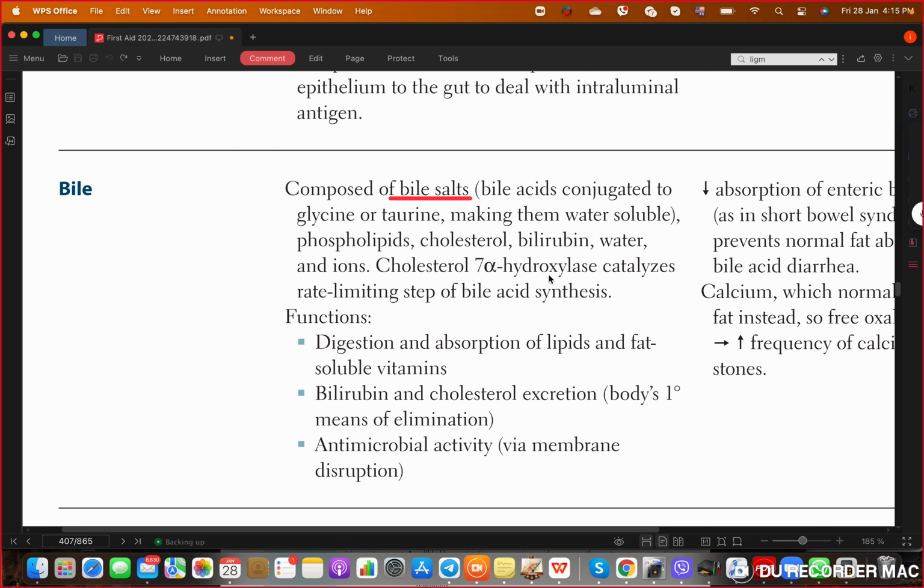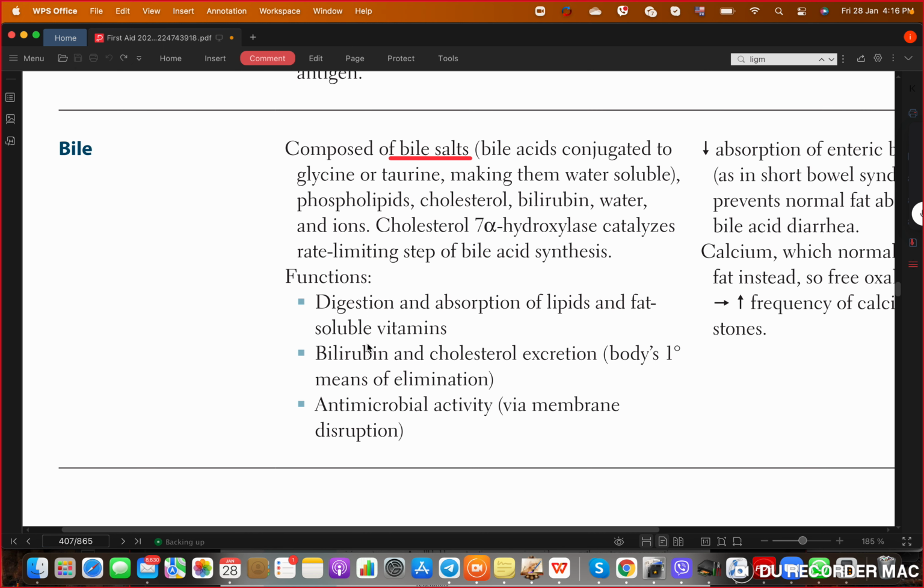Cholesterol 7-alpha hydroxylase catalyzes the rate-limiting step of bile acid synthesis. So imagine, if I block this one, will I have bile acid? No. So I will have more cholesterol and bilirubin in my bile, because what is bile? Bile acid, phospholipid, cholesterol, bilirubin, and water. So if I don't have bile salts, I'm going to have plenty of cholesterol and bilirubin. So that can give me stones, especially cholesterol stones.